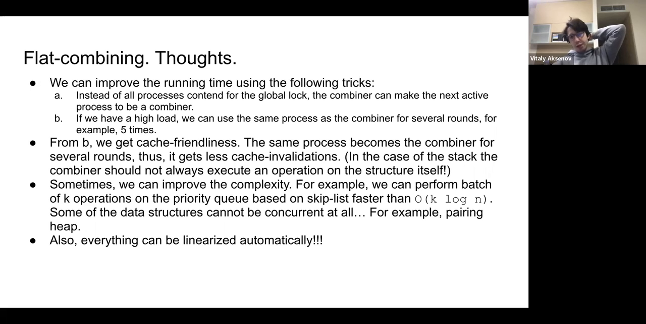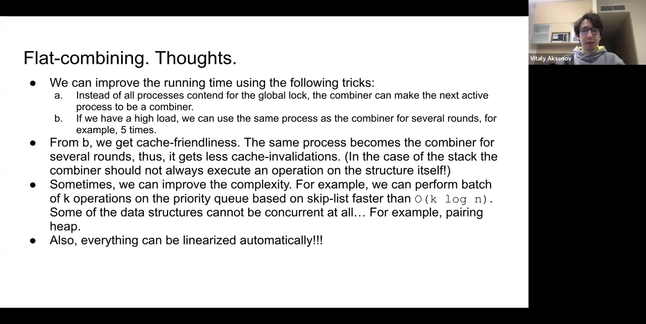Also, if you have the high load, then it's pretty good to use the same process as the combiner for several rounds. So we don't have to change the combiner at all. And if we do this like 5 times, it's a pretty good combiner. Another thing is that we get a little bit of cache friendliness there. If each time the same process goes over all the requests, it will get fewer cache invalidations because some requests are already loaded into its memory when it read.